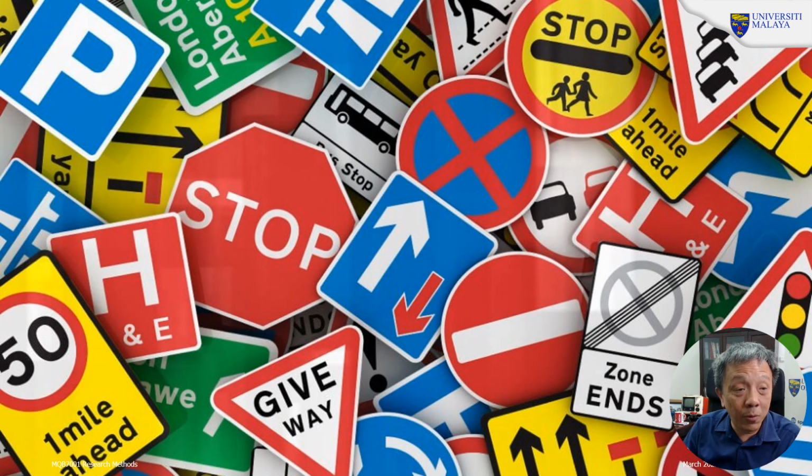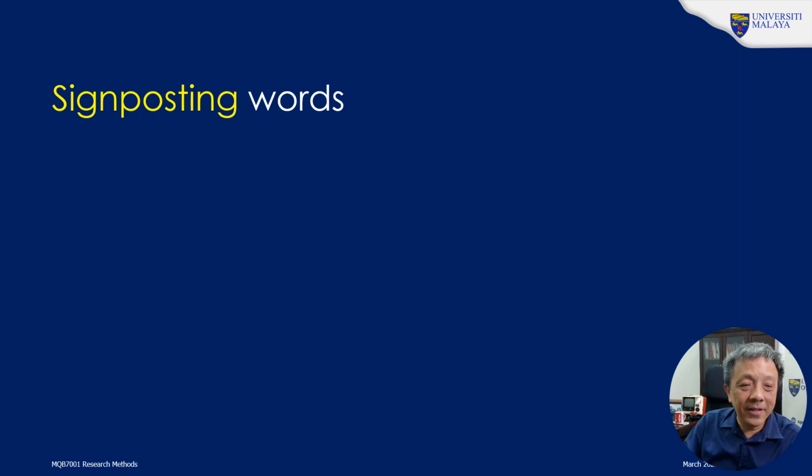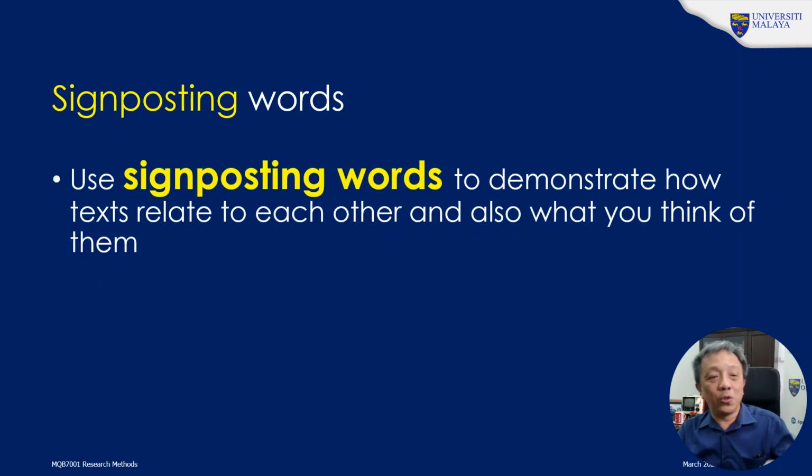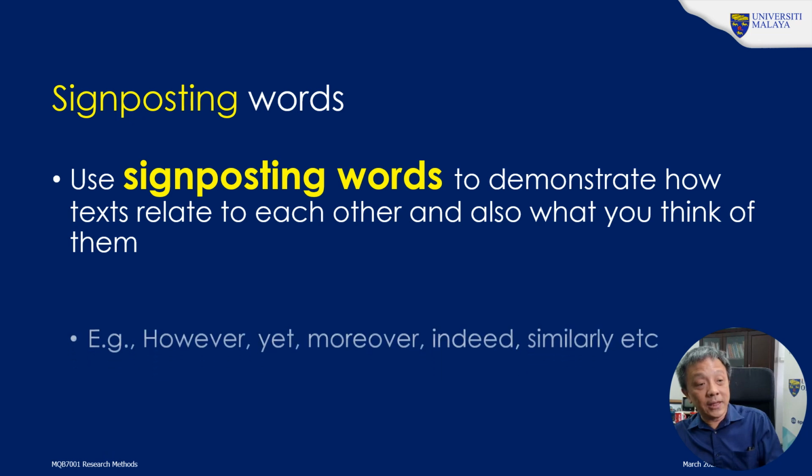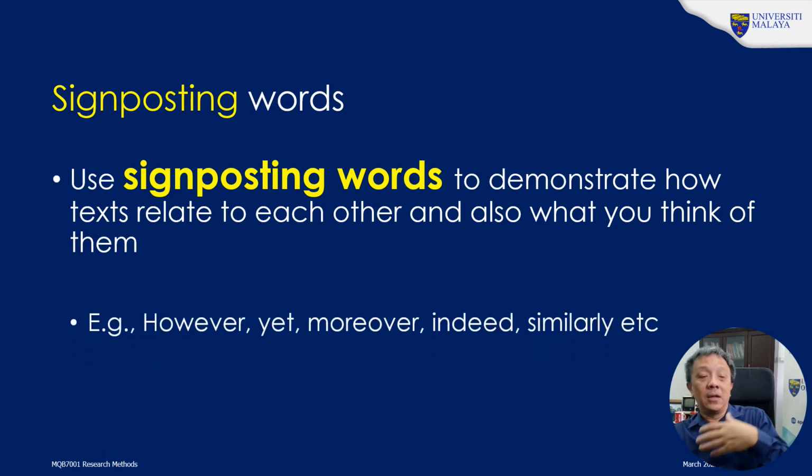Signposting is important. So what is signposting? These are words that you can use to demonstrate how texts relate to each other and also what you think of them. Some of the words like however, yet, moreover, indeed, similarly, is what we're talking about, linking paragraphs or linking ideas that you want to do. Is it a similar idea? Do you want to add more information, or is it going to be different from what you said earlier? So it's important for you to use signposting words so that the reader will be able to understand what they are reading about.